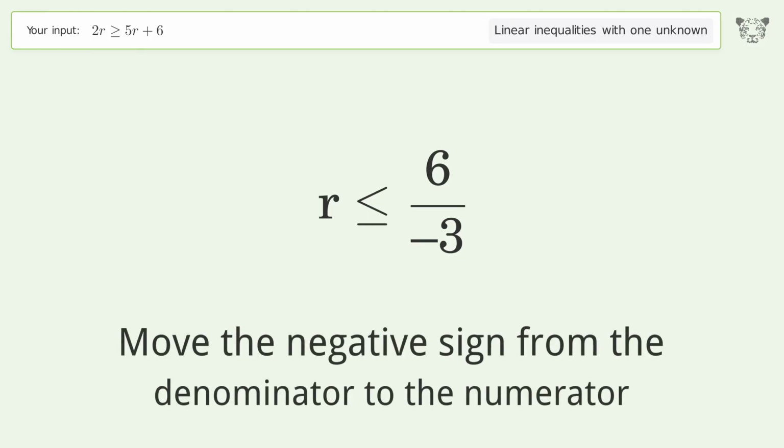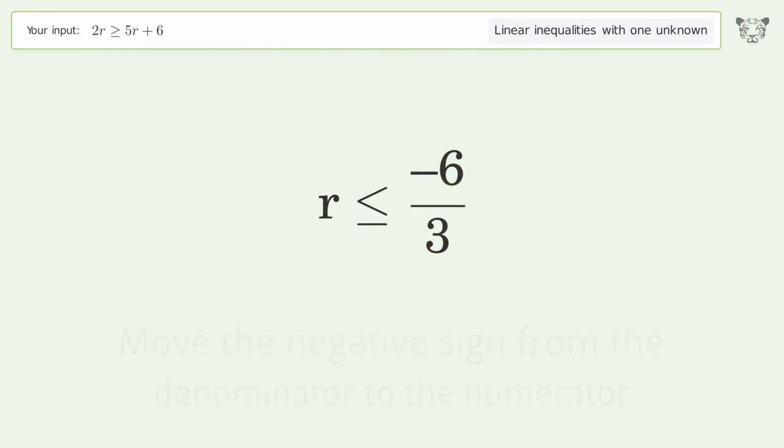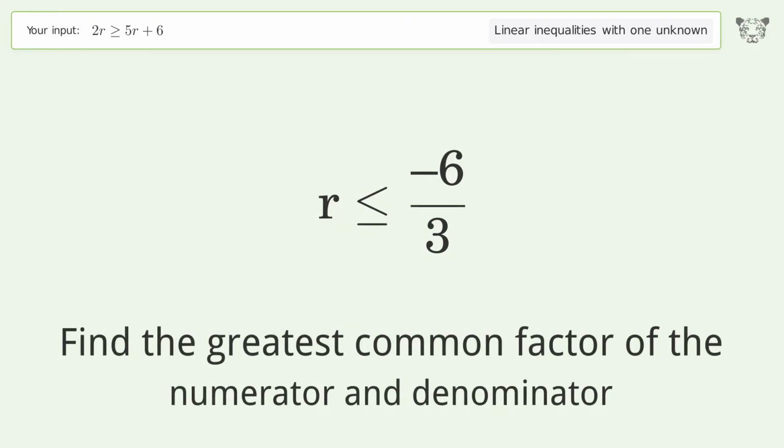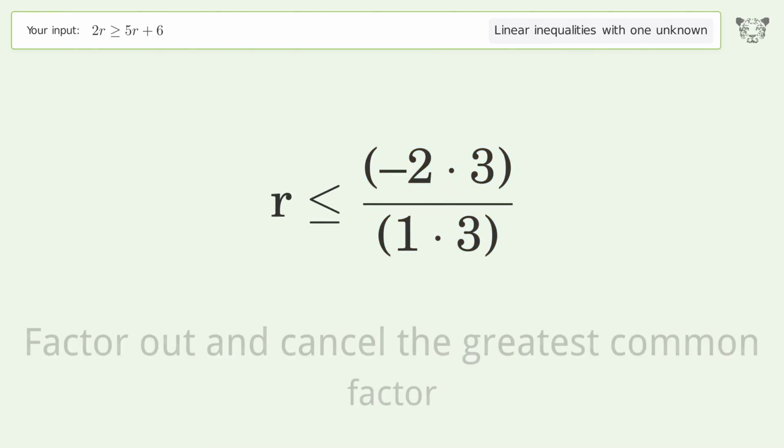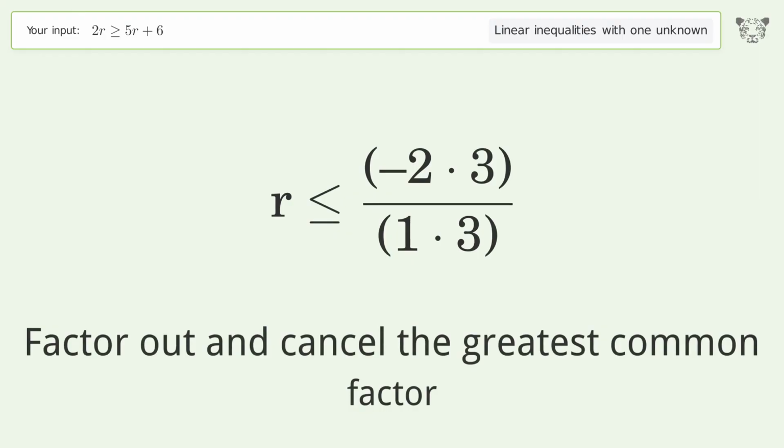Move the negative sign from the denominator to the numerator. Find the greatest common factor of the numerator and denominator. Factor out and cancel the greatest common factor.